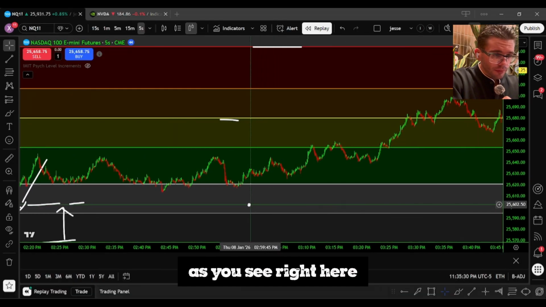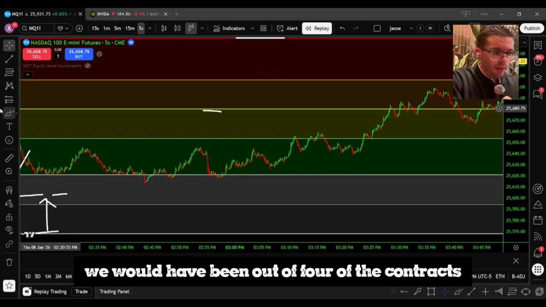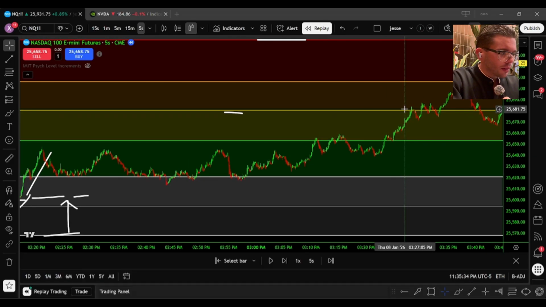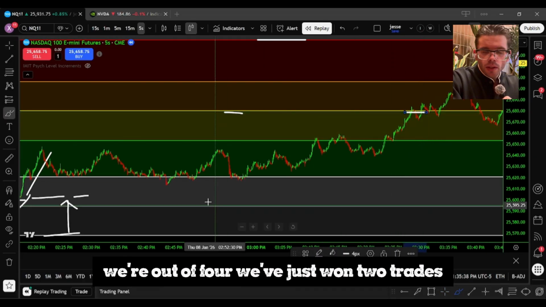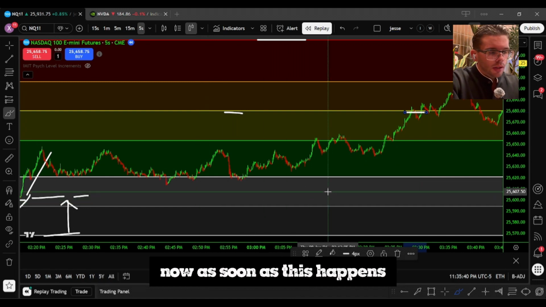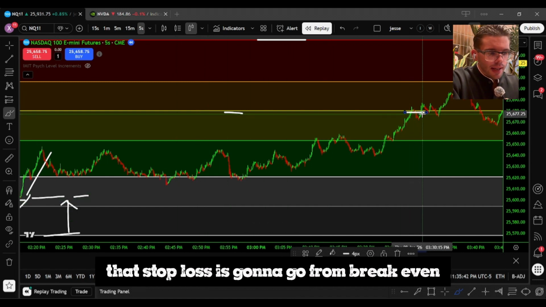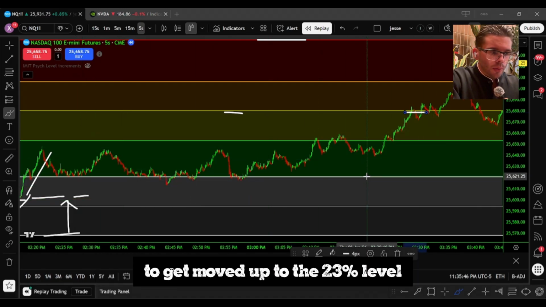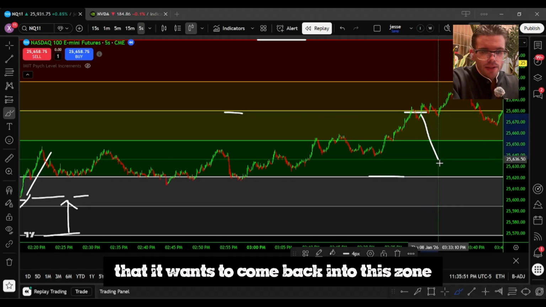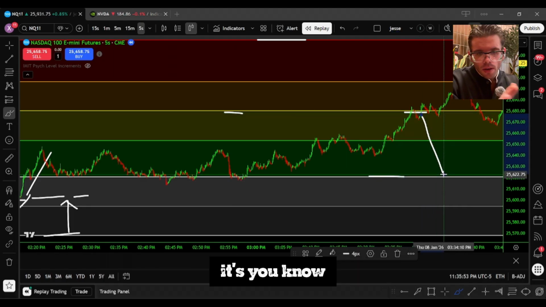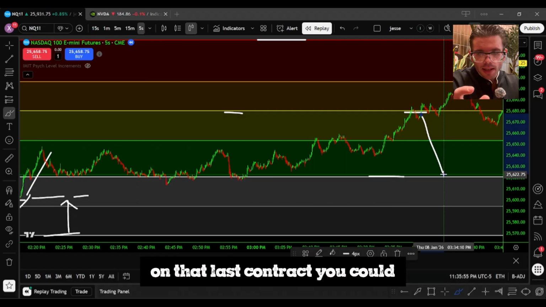As you see, right here, we would have been out of 4 of the contracts at the 50% level. So boom, we're out of 4. We just won 2 trades now. As soon as this happens, that stop loss is going to get moved up from break even to the 23% level, because if the algorithm decides that it wants to come back into this zone, we would rather make a little bit of money on that last contract.